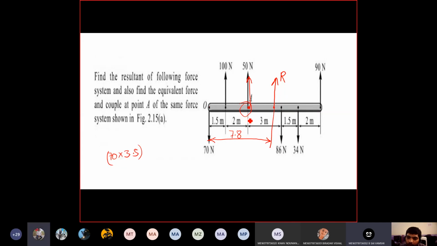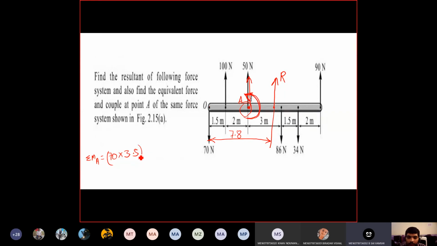He told us to calculate the moment. Okay na? Moment means this couple we have to calculate. How much couple is acting at this point A? That is our question. Then you have to bring all the forces about point A. Please mute your microphones. Vamshi, now it is clear or not?